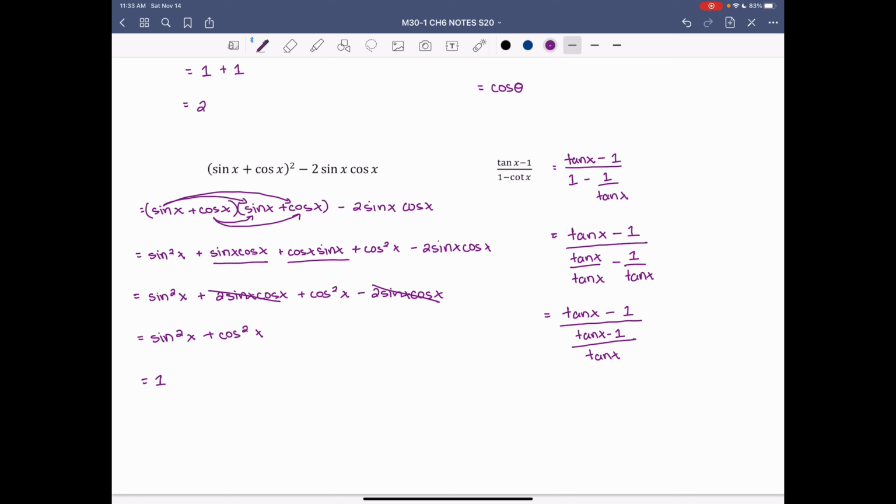Then I'm dividing by a fraction, so I can multiply by the reciprocal of that fraction. Tan x minus 1, all of that, times the reciprocal of tan x minus 1 over tan x, which would be tan x over tan x minus 1. And then we have tan x minus 1 on top and tan x minus 1 on bottom. Those divide to 1. We are left with tan x.